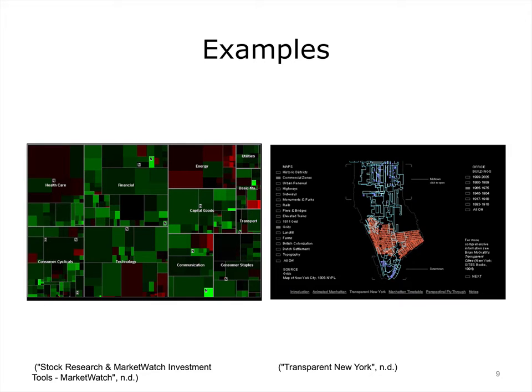Here are two examples of information visualization that became popular. One is Smart Money, which visualizes complex data on performance of financial markets. The other one is an architectural history of Manhattan. Both of these visualizations are interactive, and you can find them online.